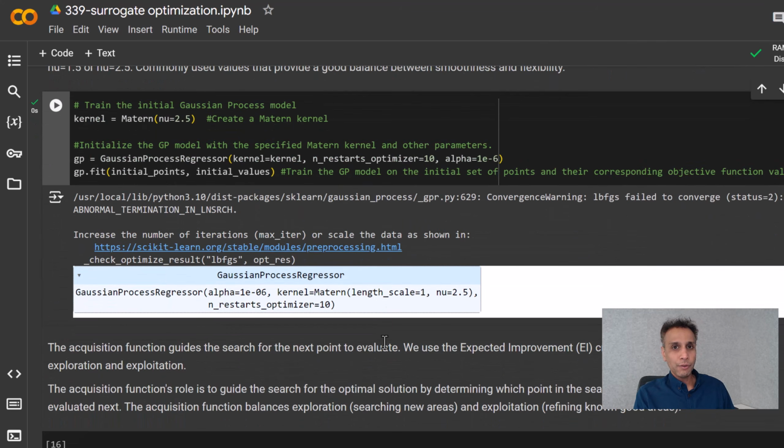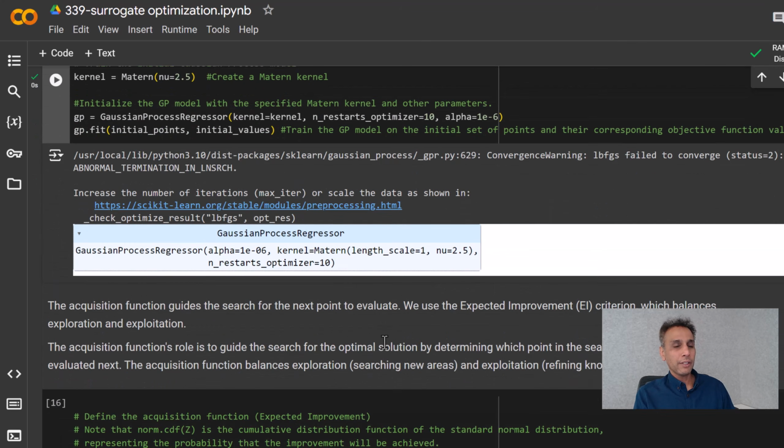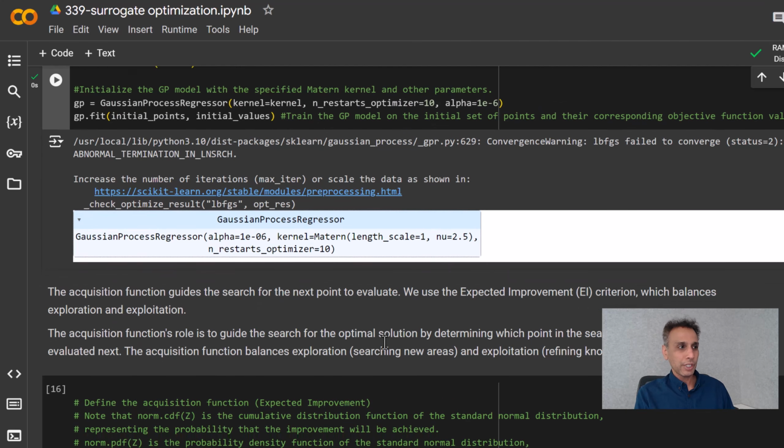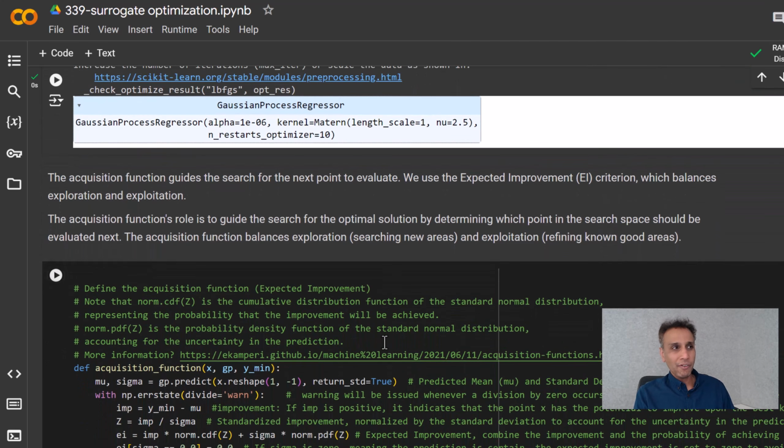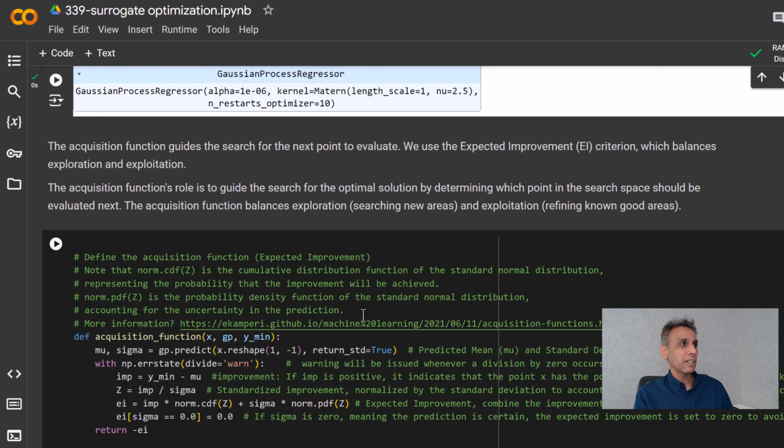Okay, so far, what did we do? We trained our surrogate model on our inputs and outputs. Now comes the acquisition function. And again, as I mentioned earlier, it guides the search process for the next point to evaluate. What is the next point that we want to evaluate? And we have to do this in an iterative way. But first, let's define the acquisition function, and then use that iteratively as part of a for loop later on while we go through the evaluation.